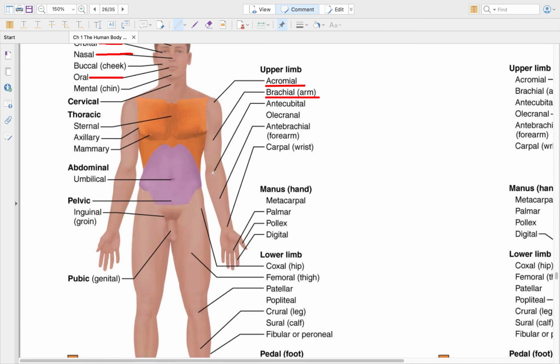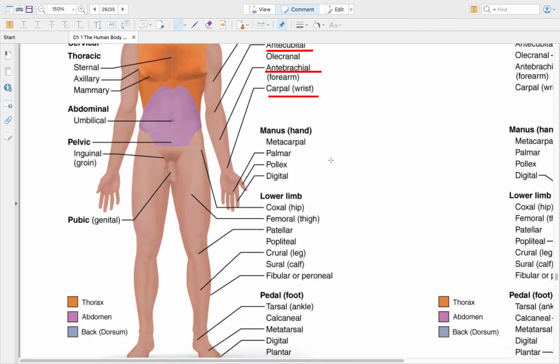Okay, at this joint, that's the antecubital, olecranal. Okay, in your forearm, antebrachial, forearm. Okay, your wrist is referred to as the carpal, and just think of carpal tunnel syndrome, and that will be an easy way to remember that. All right, your hand is referred to as the manus, like manual, okay? And then, of course, we have various sets of bones. We have our metacarpals, the palmar bones, the pollex, the digital area.